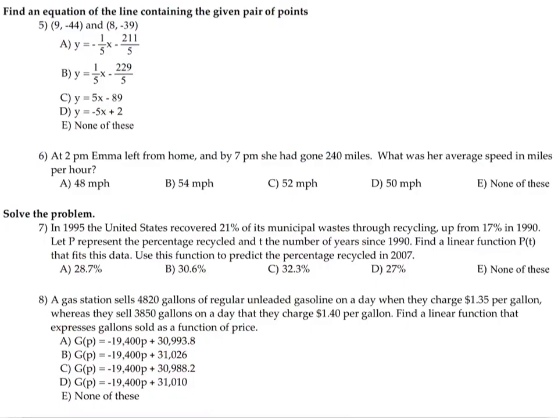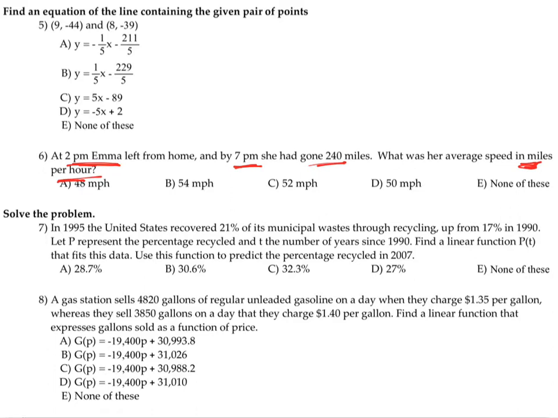Questions on that one? Number 6: at 2 p.m., Emma left from home, and by 7 p.m., she'd gone 240 miles. What was her average speed in miles per hour? How do we figure out Emma's miles per hour? She left at 2, and by 7, she'd gone 240 miles. And they want miles per hour. What am I going to do?